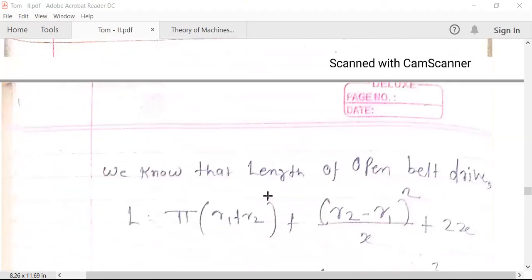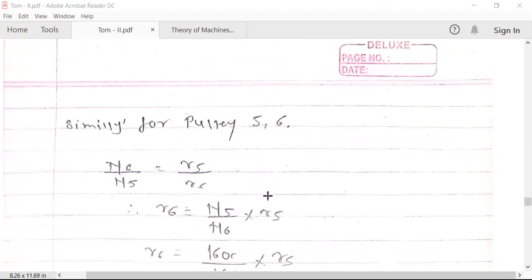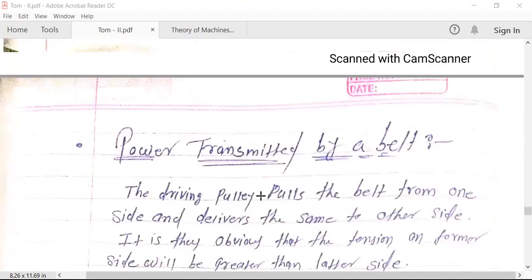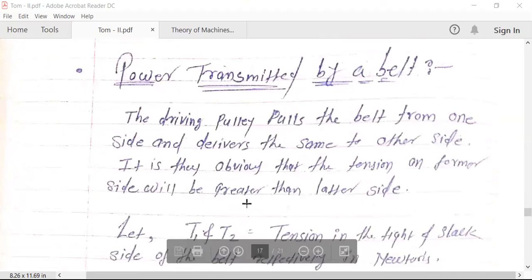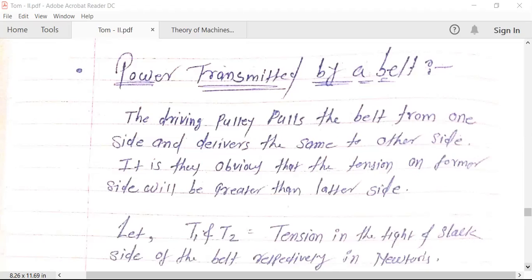Today we are going to learn about a new topic. This is the most important topic because, as we all know, belts are used for power transmission. Whenever we have to transfer power from one shaft to another shaft, if the distance is 8 meters, then in that case, we are going to use the power transmission device, that is belt. So these numericals are very important. Before starting the numericals, you should understand the theory behind this.